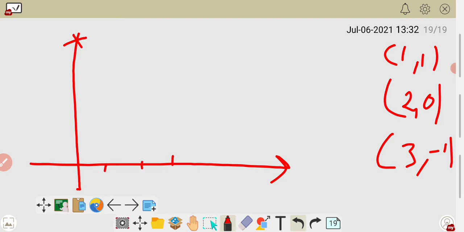3 comma minus 1 here, so it becomes a point here. It is minus 1, first point. Now 2 comma 0, 2 here and 0 here, so it becomes 2 comma 0. And 1 comma 1, that is 1 and 1. So you get 3 points now.